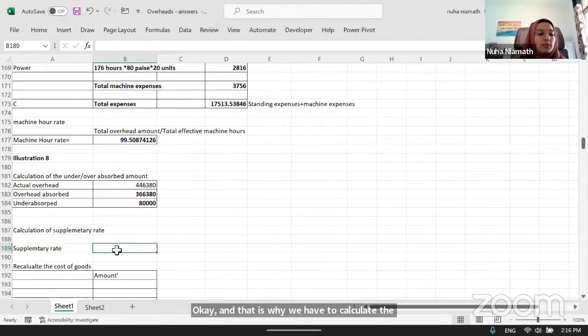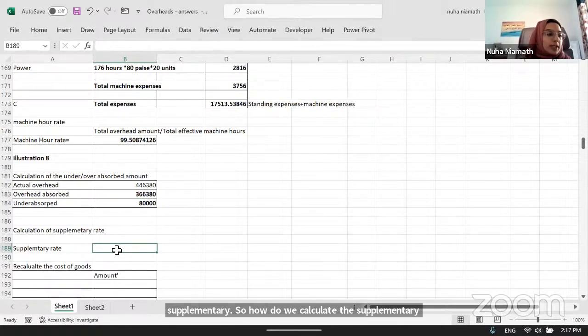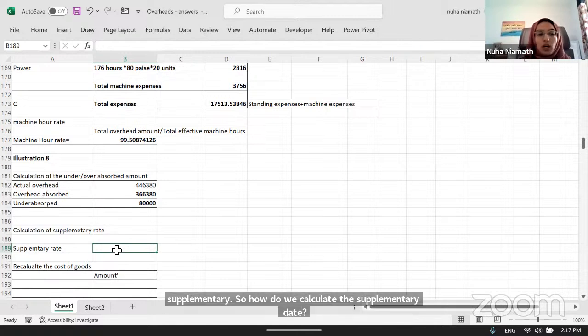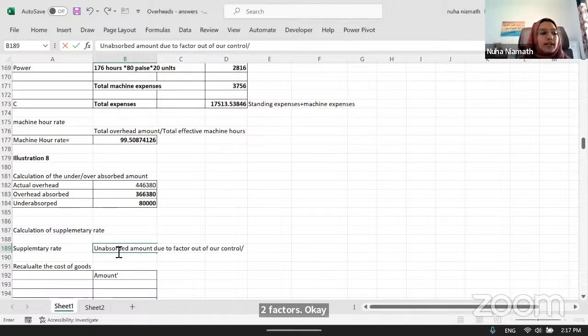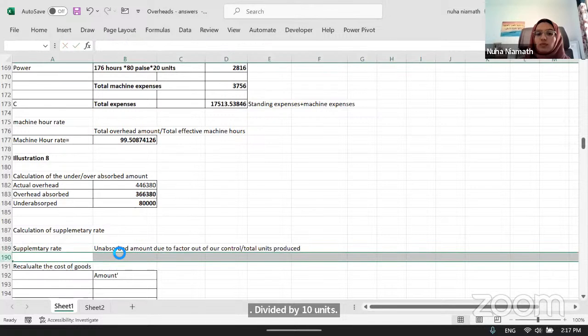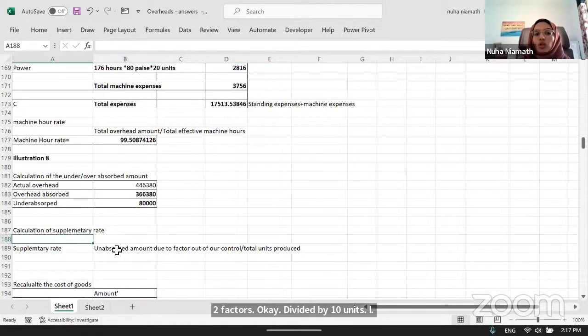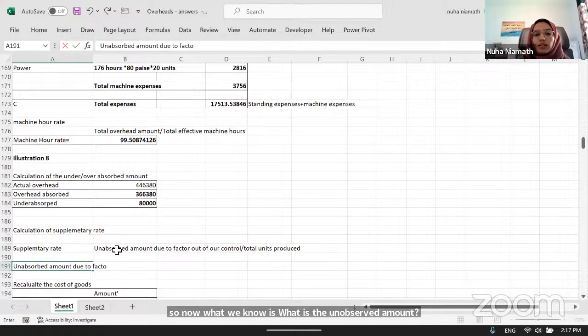So how do we calculate the supplementary rate? The supplementary rate will be calculated as the unabsorbed amount due to factors out of our control, divided by total units produced. So now what we need to know is, what is the unabsorbed amount due to factors out of our control?